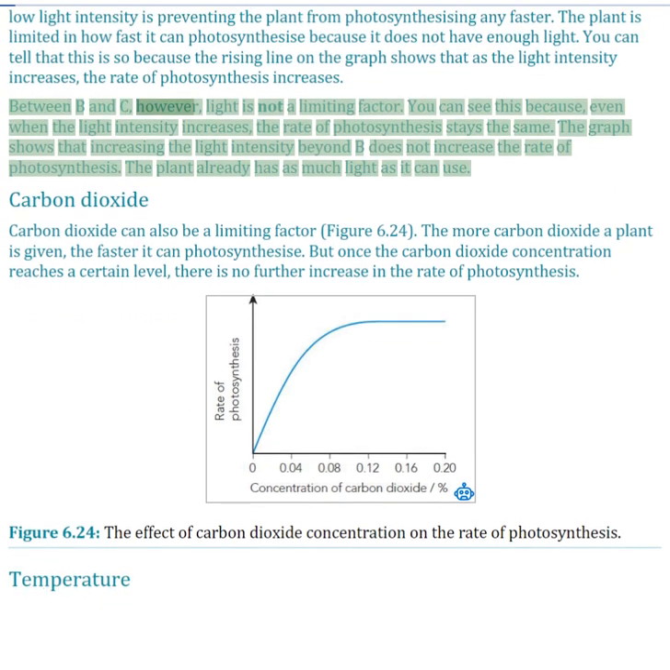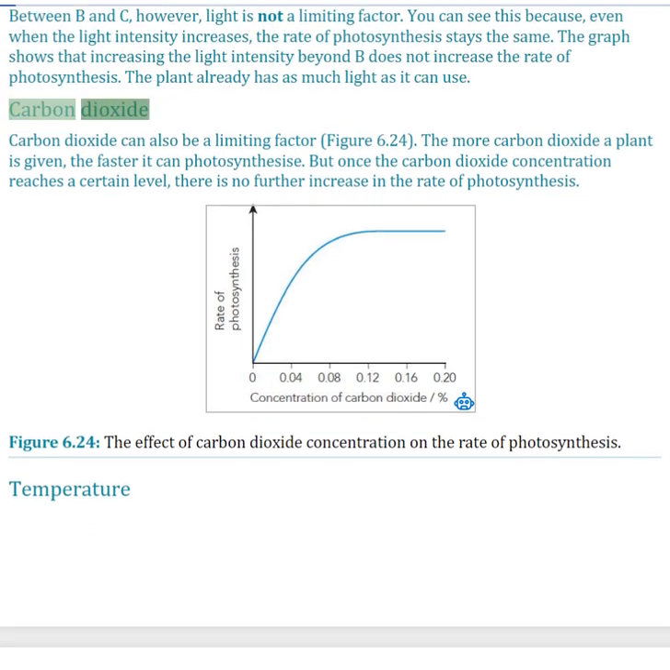Between B and C, however, light is not a limiting factor. You can see this because, even when the light intensity increases, the rate of photosynthesis stays the same. The graph shows that increasing the light intensity beyond B does not increase the rate of photosynthesis. The plant already has as much light as it can use.